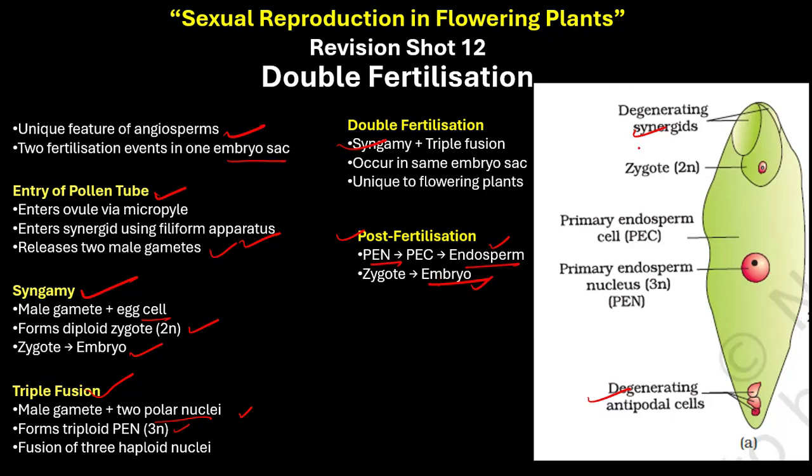You can see in this diagram, given in your textbook, it is showing the degeneration of the antipodals. Antipodal cells are degenerating, which are towards the chalazal side, and these synergids are also degenerating, which are towards the micropyle end.